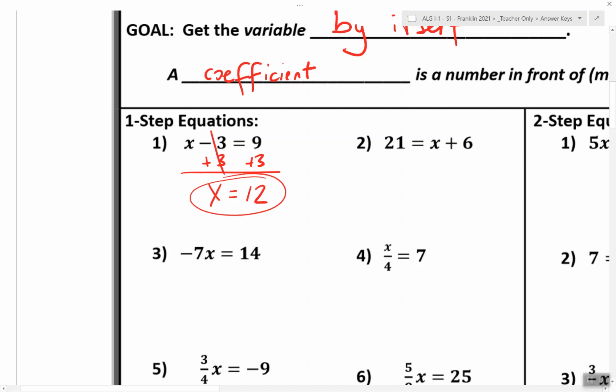To make sure your answer is right, you can mentally plug it back in for your variable. If you think about that, 12 minus 3 does equal 9. So you know that your answer is correct.